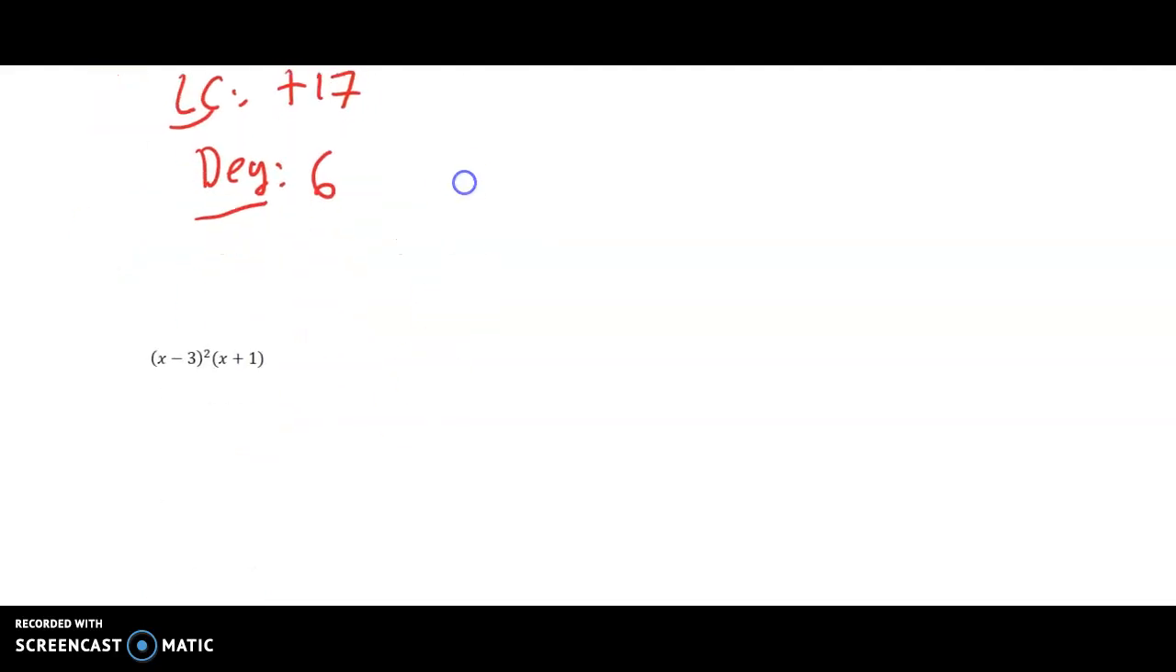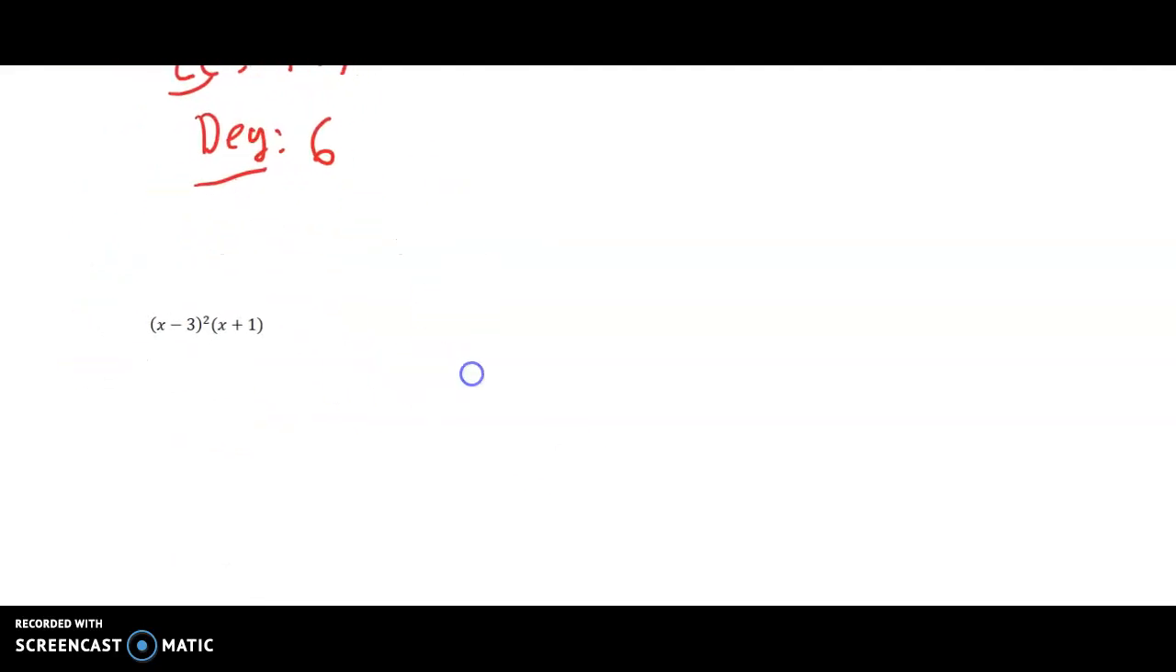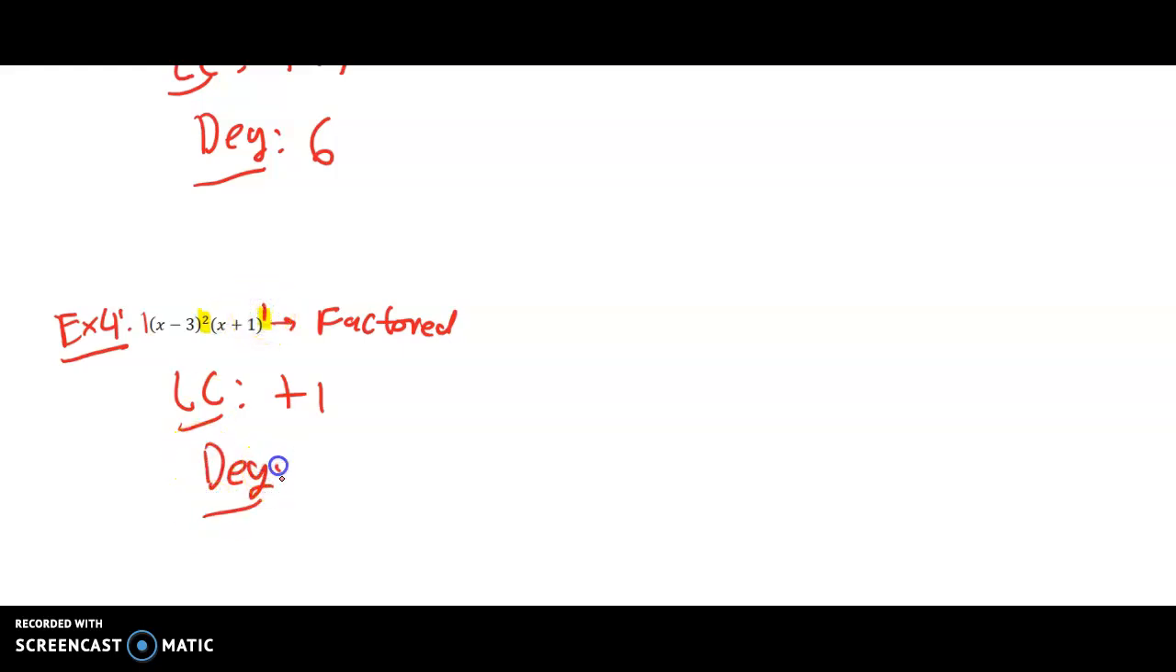One last one. We're going to call this bad boy example 4. If we don't see a number up front, this is factored. If we don't see a number up front, it's an invisible 1. So our lead coefficient is positive 1. I have an exponent of 2, and I don't see 1 here, so it must be 1. So our degree is 2 plus 1, which is 3.